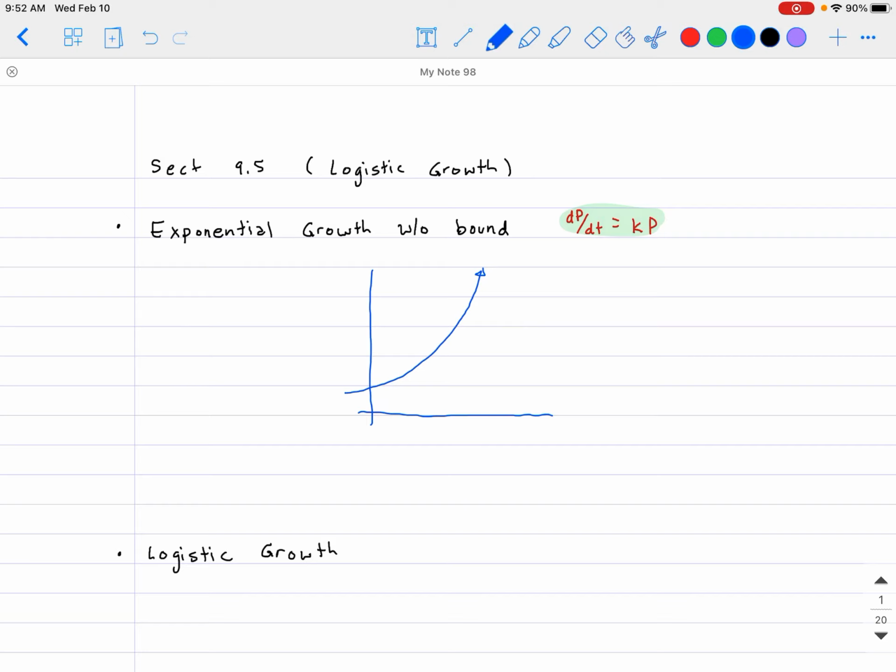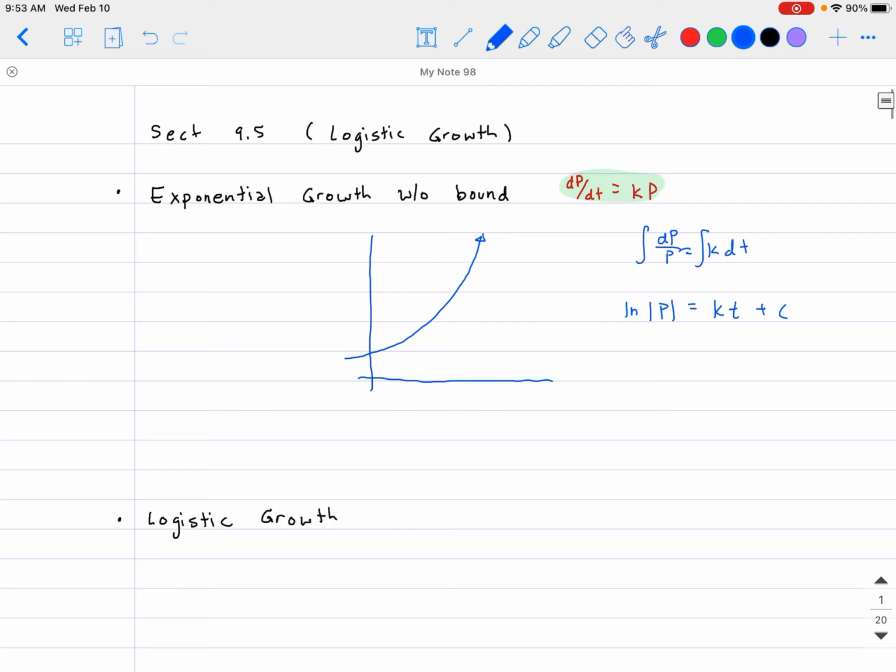Now, in terms of how we solve for this, just to verify that you do get this type of equation, we can use separation of variables. So dP divided by P is equal to k multiplied by dt. We take the integral of both sides, giving us ln|P| is equal to kt plus C. Then, getting P by itself, P is equal to e^(kt+C), which I can simplify into the following equation: C1 times e^(kt), where C1 is e^C.